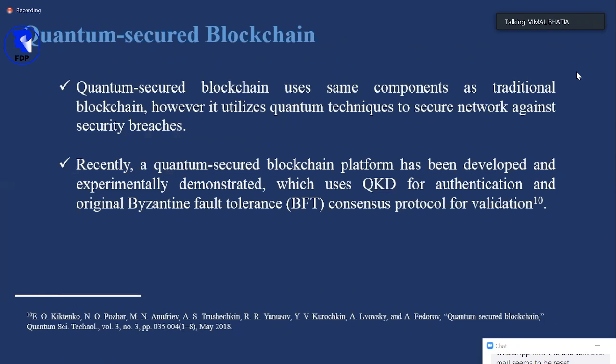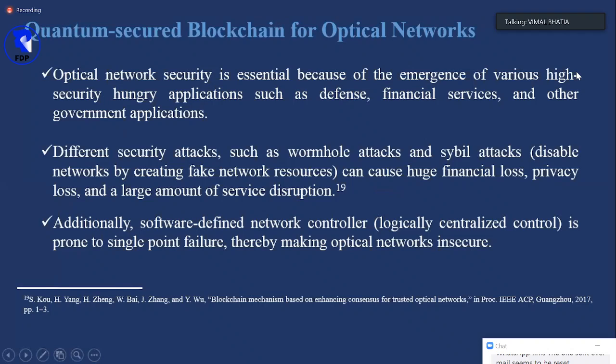Okay, so basically, now let's look at quantum secure blockchain. It uses the components of traditional blockchain, however, it utilizes quantum technology to secure the network against security breaches. Recently, a quantum secure blockchain platform has been developed and experimentally demonstrated, which uses QKD for authentication of original messages and a Byzantine fault tolerance consensus protocol for validation. This was done in one of these references here in 2018, but still very early, because having a quantum network takes time and setup.